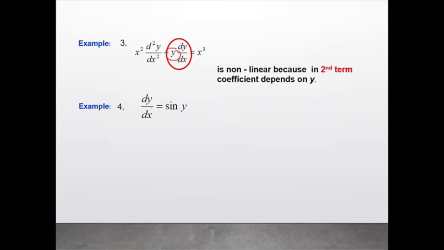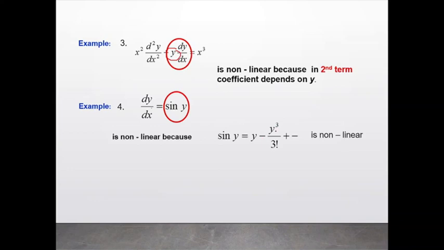And for our last one, dy over dx is of degree 1. However, sin y is nonlinear because sin y is y minus y cubed over 3 factorial and so on. So therefore, this is nonlinear.